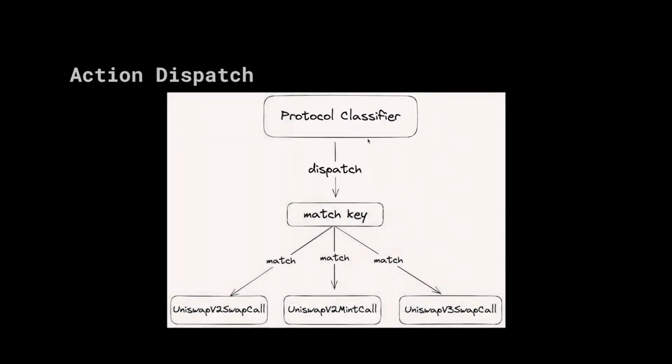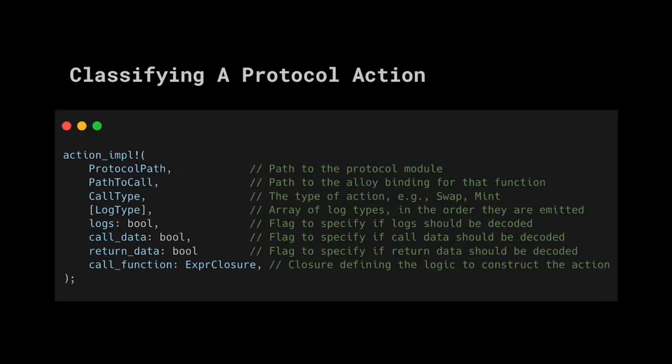Basically, the protocol classifier is just a dispatch that you do on an address that is labeled as being part of a specific contract or protocol. So for example, Uniswap v3 would be labeled as Uniswap v3 protocol, and then we'd have the function call as the additional portion of the match key that enables us to match against the specific function and then decode and then classify the data.